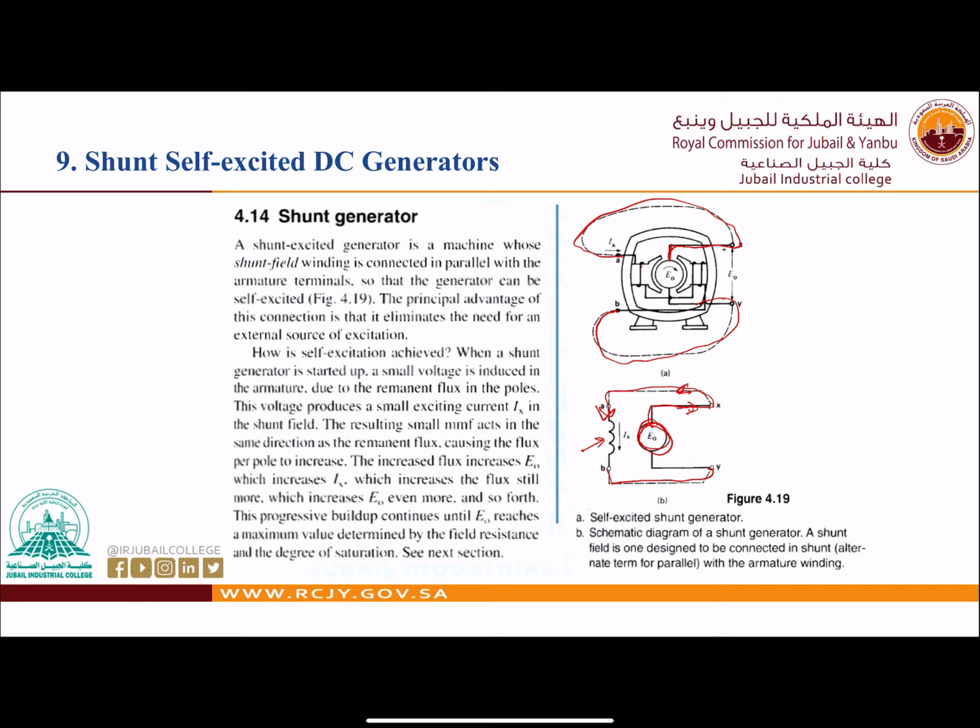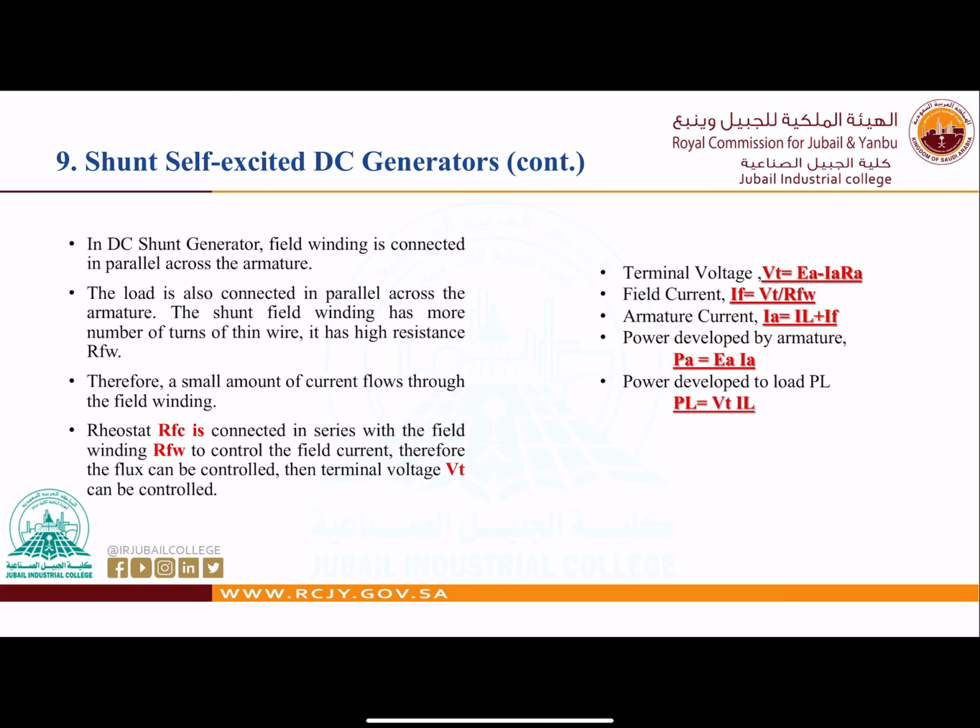This is very important and I think it is clear. Now the load is also connected in parallel across the armature. The shunt field winding has a large number of turns of thin wire, which means high resistance. Therefore a small amount of current flows through the field, in milliamperes. The rheostat is connected in series with the field winding so that we can control the field current. Therefore the flux can be controlled, and therefore the terminal voltage can be controlled.